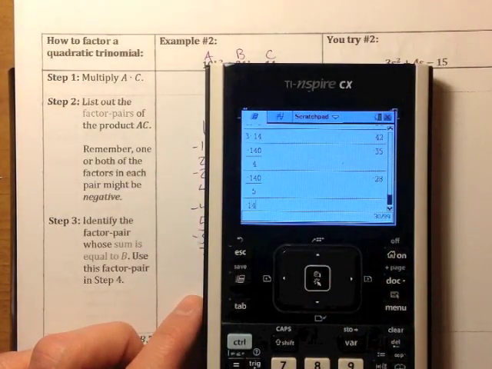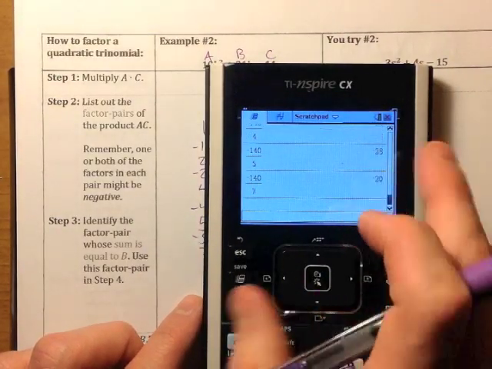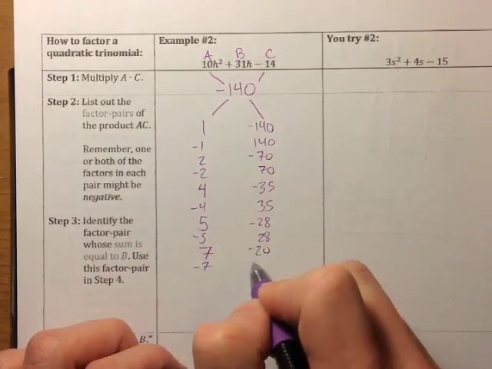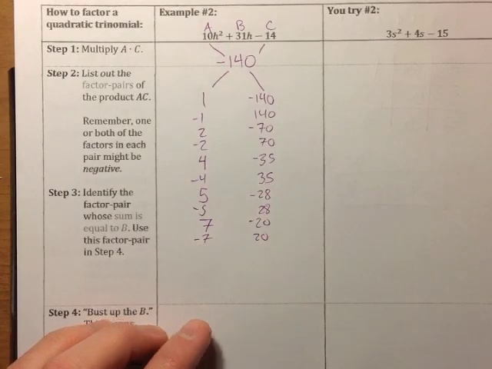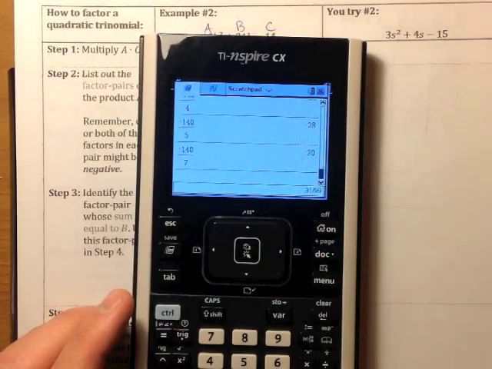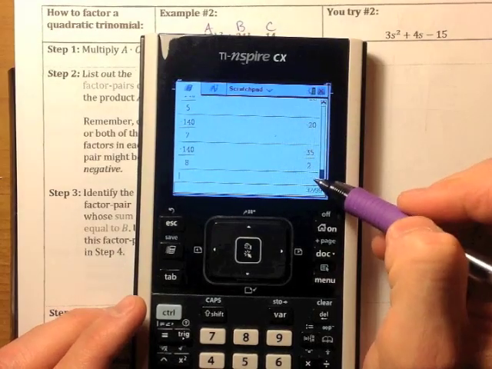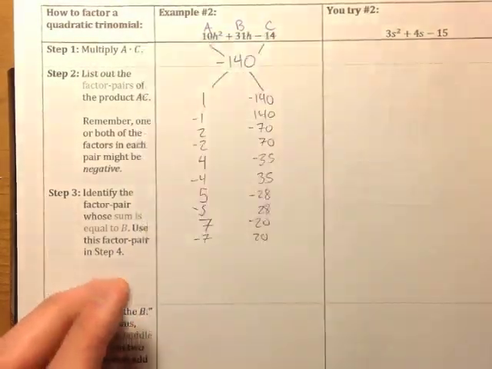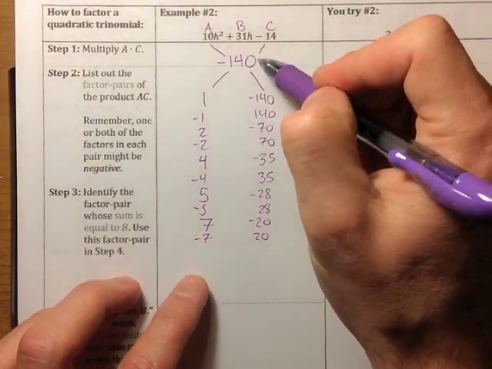Let's see. Negative 140 divided by 7 is negative 20. So negative 7, positive 28. Will 8 work? I don't know. Let's check. Negative 140 divided by 8. That's a fraction. We want integers, so the fraction is not going to work. So negative 140 is not divisible by 8.